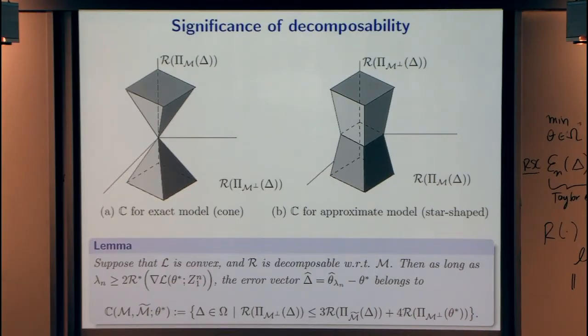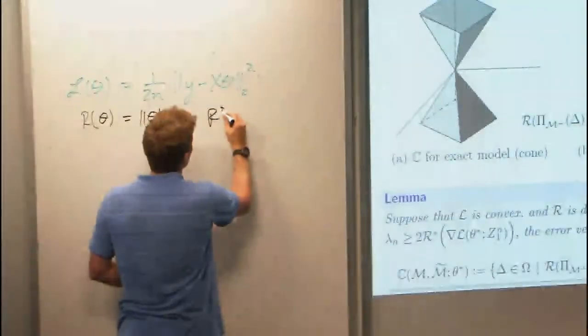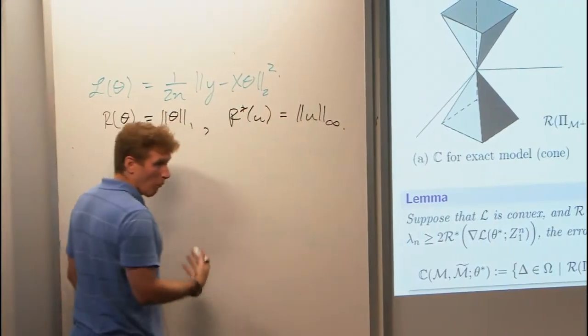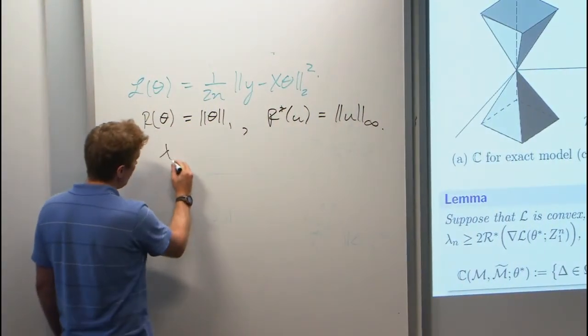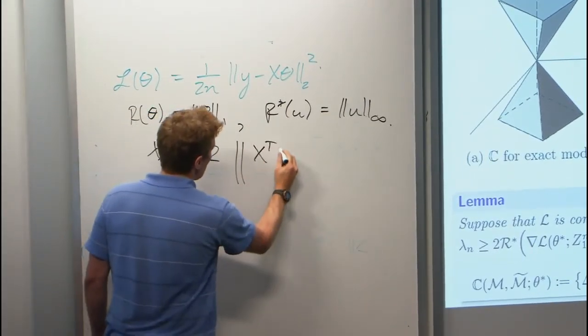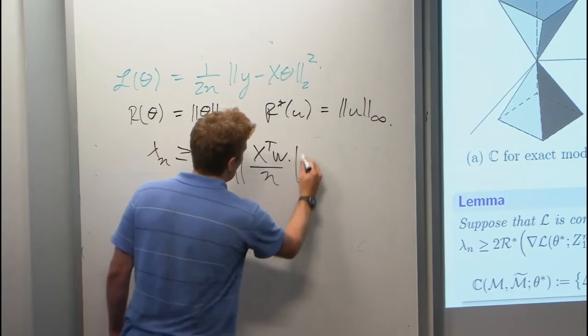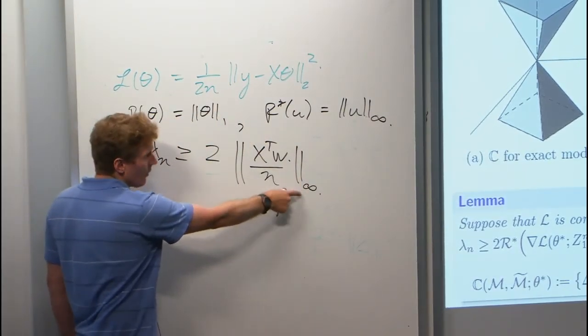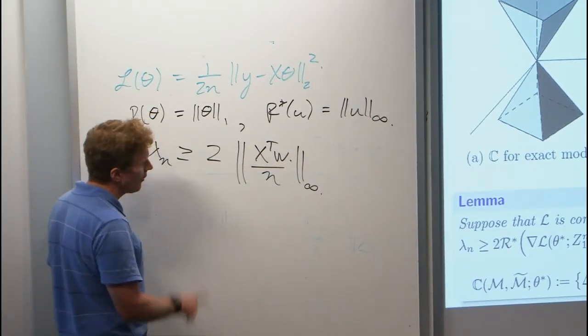All right, so we had least squares, and so our dual norm here is the L infinity norm. And what were my choices this morning? I was telling you that you should choose lambda n to be somewhat larger than 2 times the L infinity norm of x transpose w over n. So that dual norm is a special case of this.